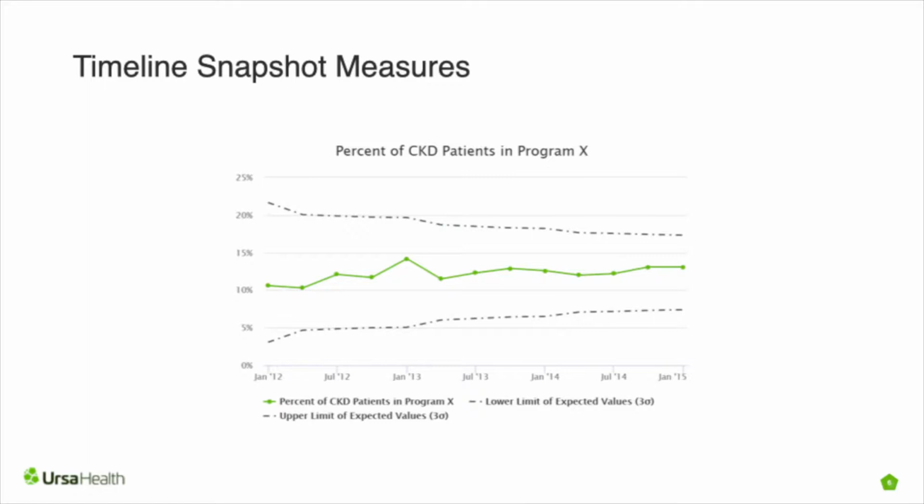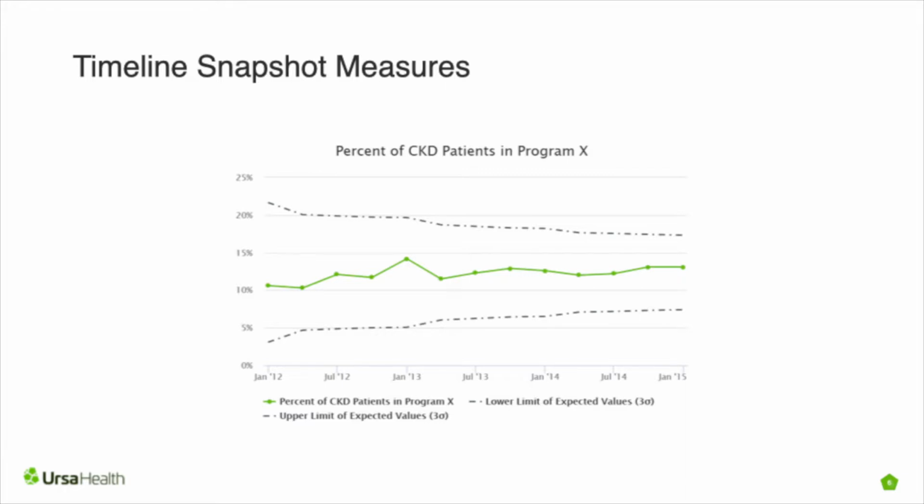Other measures require a more complex data structure to build. When a measure's basic unit of observation is an entity, like a patient, not an event, like an admission, then we need a timeline object to create the measure. For example, imagine a measure like among CKD patients, the percentage currently enrolled in program X. The numerator for this measure, CKD patient enrollment in program X, could be evaluated on any day.